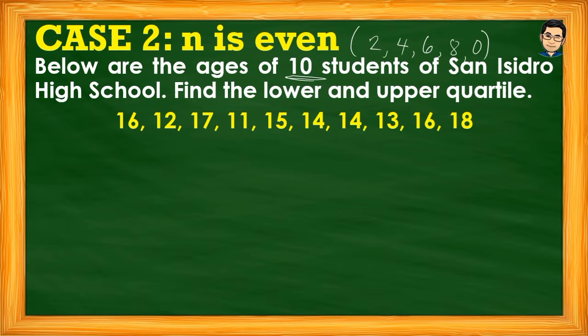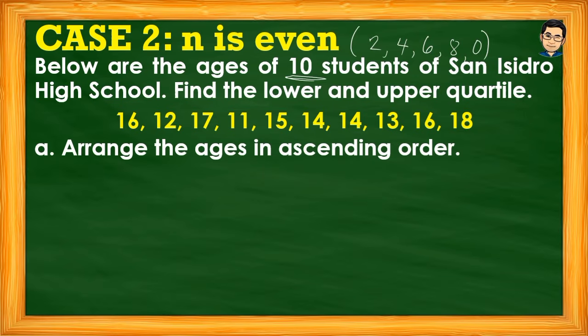So again, kagaya ng ginawa natin dun sa first example natin, we will arrange the ages in ascending order. Okay, so yung pinakauna nating isusulat dito syempre is 11. Next, after 11, syempre is 12.